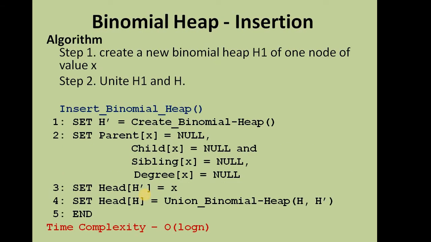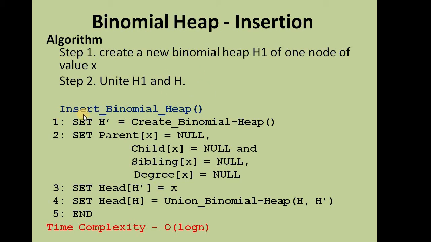As we can see, this insertion operation is basically the combination of two operations. One is the creation of a binomial heap and then the union of the two binomial heaps, the newly created one and the older one. So the simple procedure says step 1, create a new binomial heap H1 of one node with the value x, which is the new node to be inserted. Then step 2, this new binomial heap with one node is united with the older binomial heap.